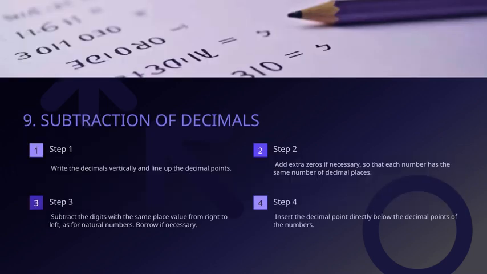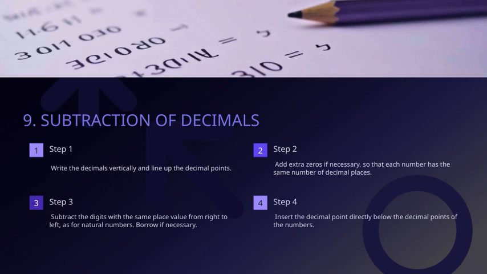Let's walk through the key steps for subtracting decimals. First, we start by writing the decimals vertically and making sure to line up the decimal points perfectly. This step is crucial because aligning the decimal points helps us keep track of the place values accurately.